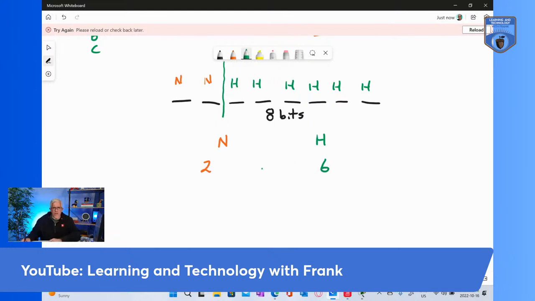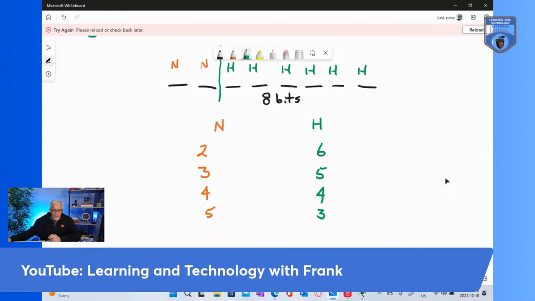2 plus 6 equals 8. I'm in charge of 8 bits. I control 8 bits. What if I take 3 and make those part of the network? That would leave me with 5. 3 plus 5 equals 8. If I take 4, that's going to leave 4. If I take 5, that's going to leave 3. So you can see that this is always adding up to that 8, okay? If I take 6, that leaves 2. And remember I said that I can take 2 at the minimum, and I leave 2 at the minimum.